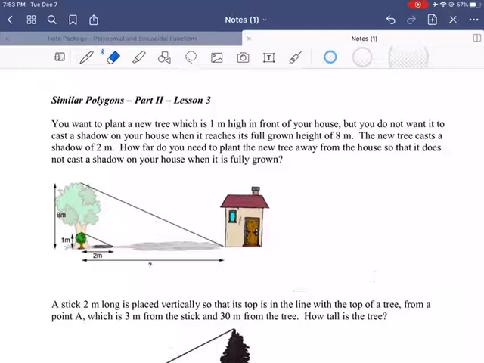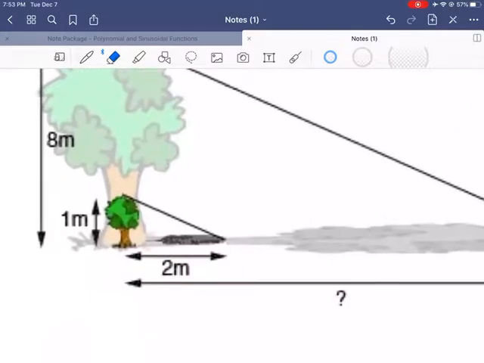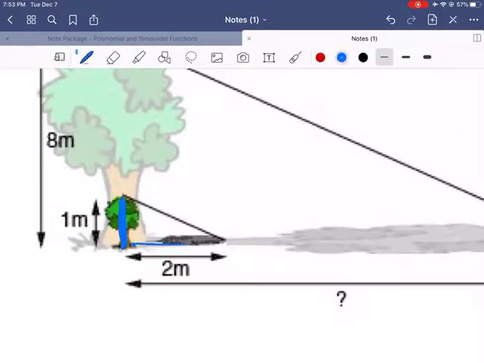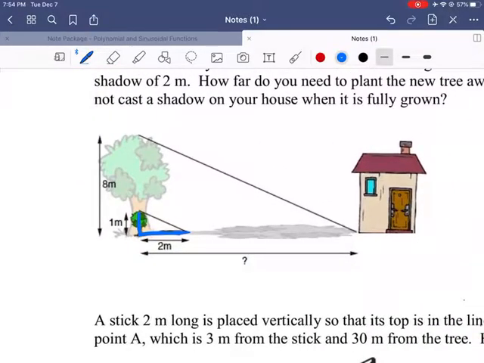So this first example talks about planting a tree which is 1 meter high in front of your house. You don't want to cast a shadow on your house when it reaches its full grown height of 8 meters. So basically, as the tree is currently 1 meter high, it's casting a 2 meter tall shadow, I guess at its maximum shadow distance. So this tree is eventually going to grow taller, and the shadow is also going to grow farther.